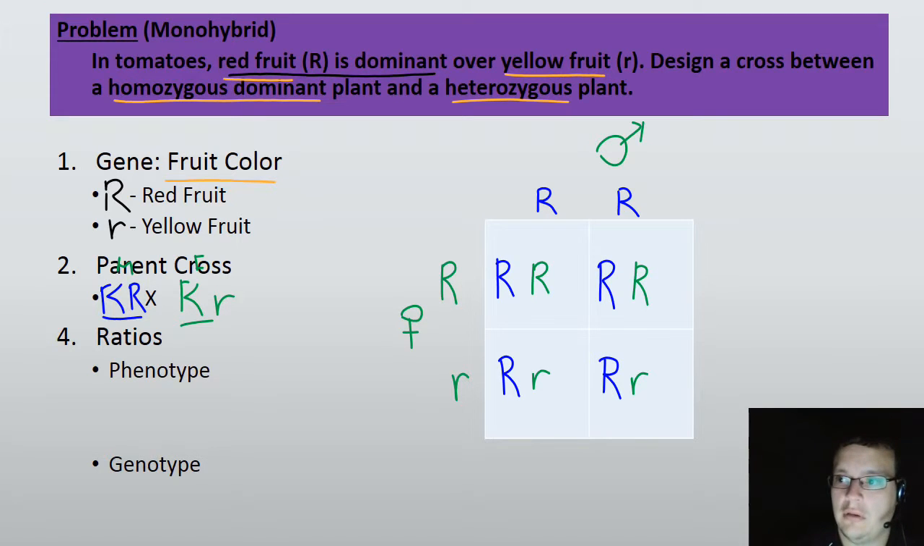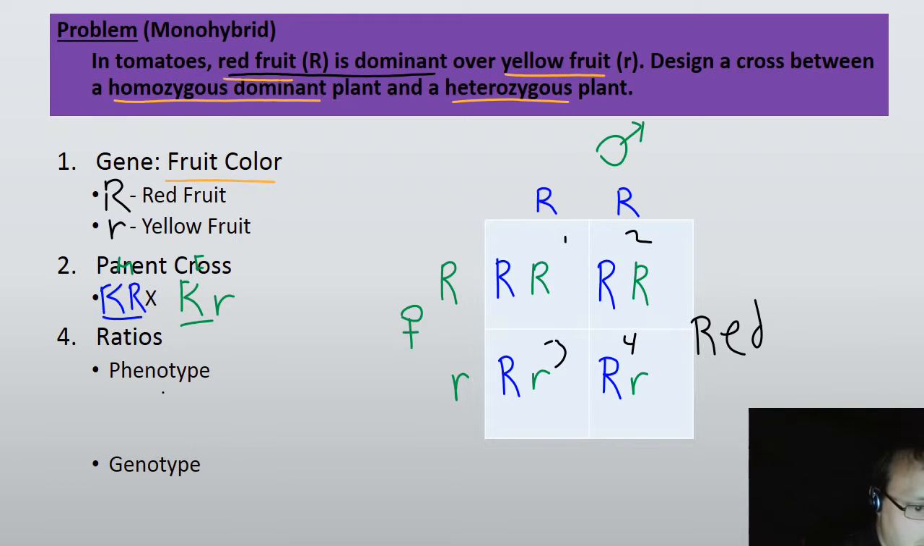So if we look carefully, we can see that all the phenotype for this whole F1 generation is going to be red fruit. So this whole F1 generation is going to be red fruit. So if we count it up, 1, 2, 3, 4. So we're going to have a 4 to 0, or you can just leave it 4, which is fine.